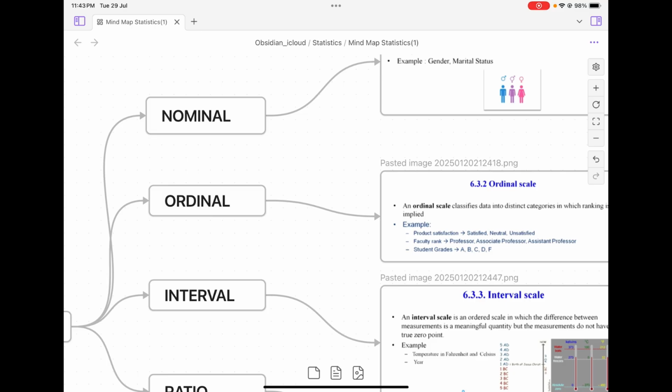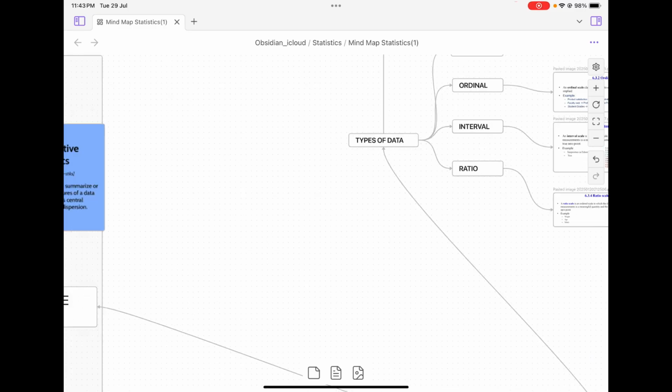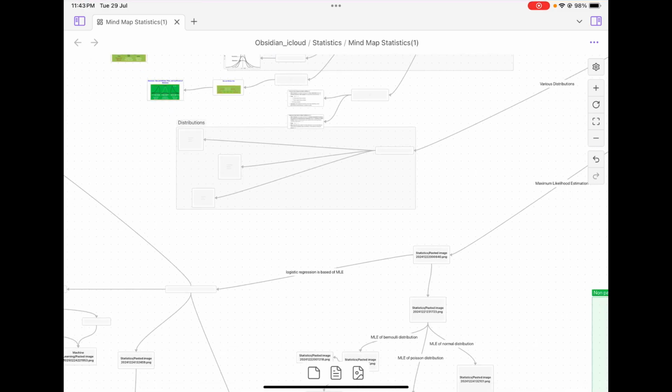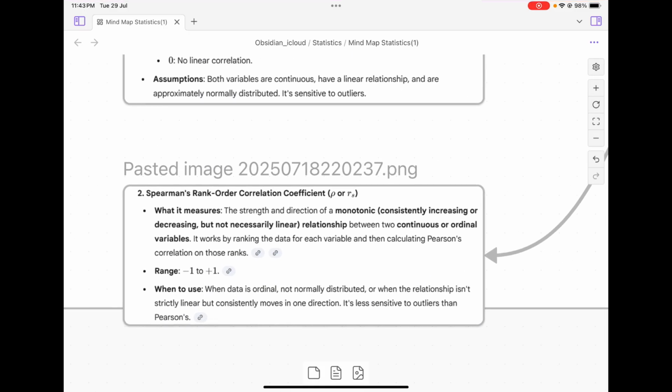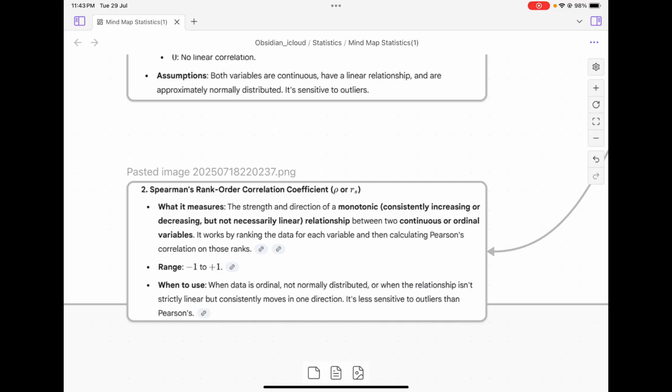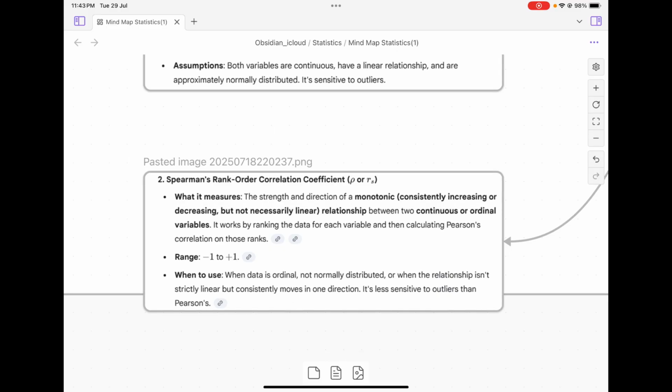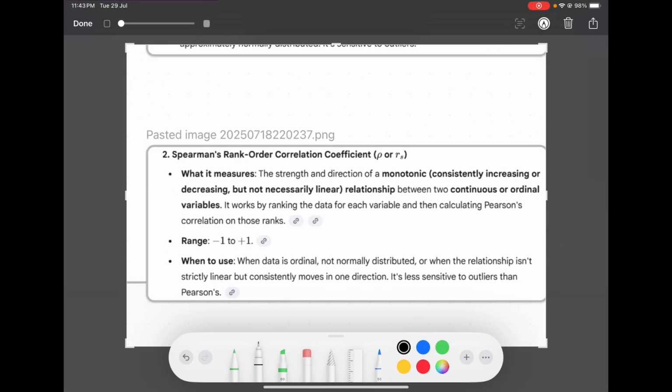If you are given this type of data and you want to find a relationship between these two sets of data, we will use these measures of correlation, that is Spearman's rank order correlation coefficient. It measures the strength and direction of a monotonic relationship, that is constantly increasing or decreasing but not necessarily linear, between two continuous or ordinal variables. We have seen nominal and ordinal data, and this is mainly used for ordinal and nominal data also.